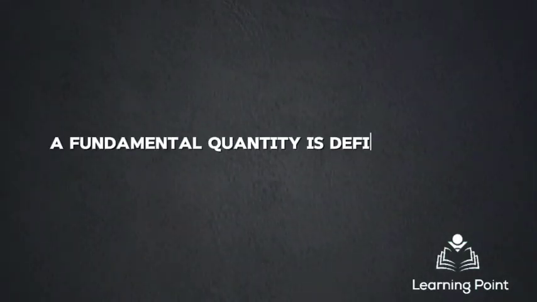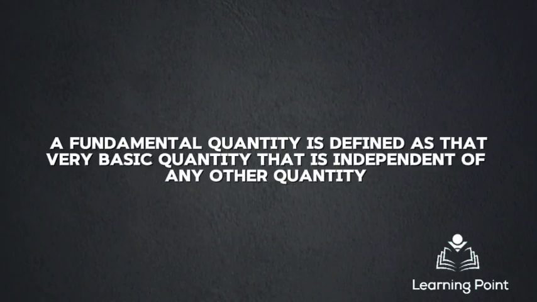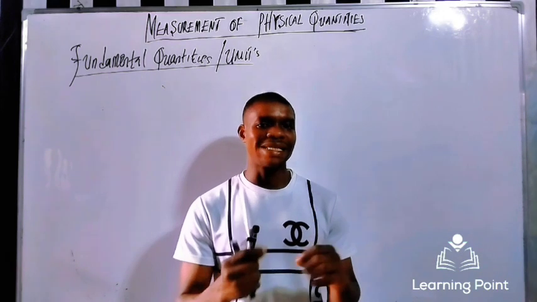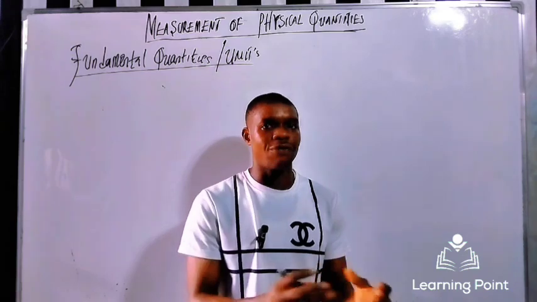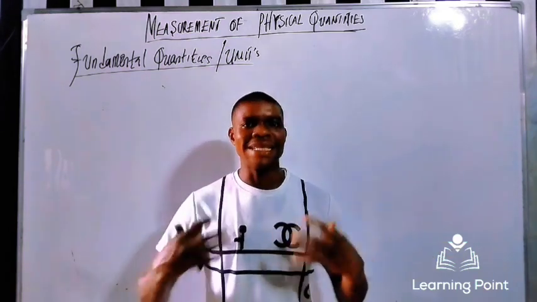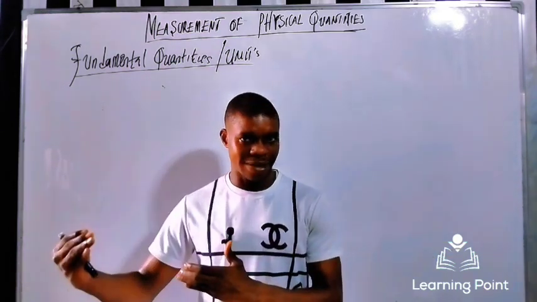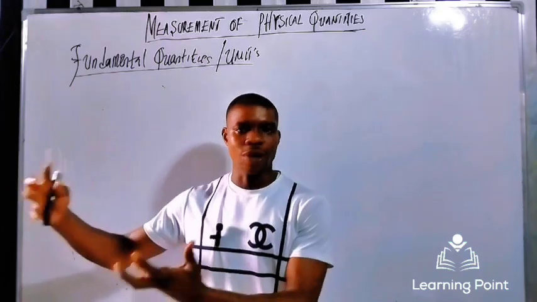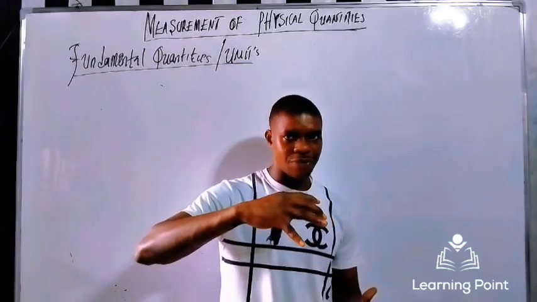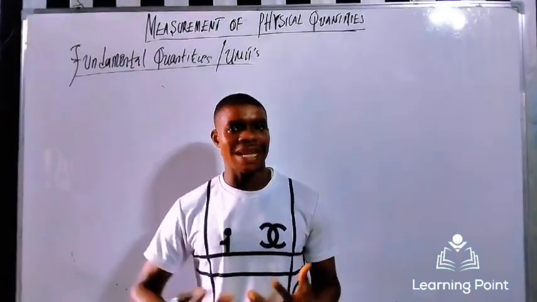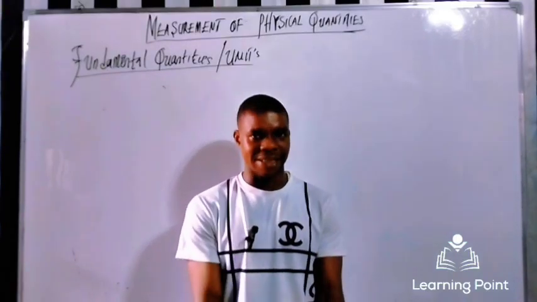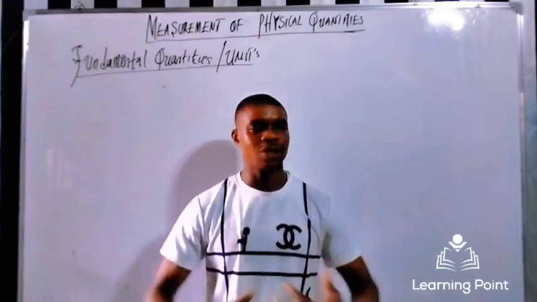Now let's take the definition. A fundamental quantity is defined as a very basic quantity that is independent of any other quantities. When we talk about fundamental quantities, these are the basic foundation of every other quantity; they do not depend on any other quantity. Do you understand? Every other quantity depends on them. They are not derived. They cannot be derived. They are the key fundamental aspect, the basis which other quantities depend on.